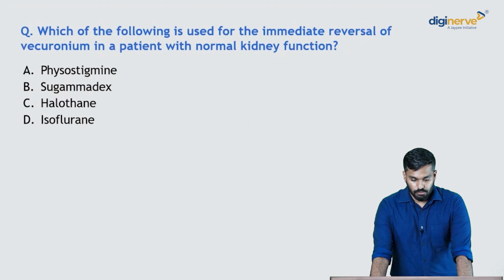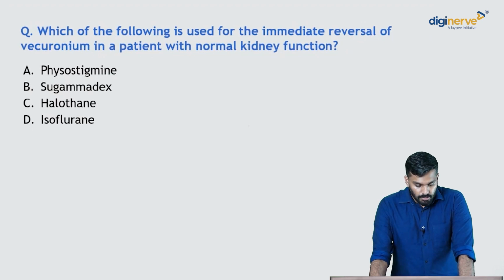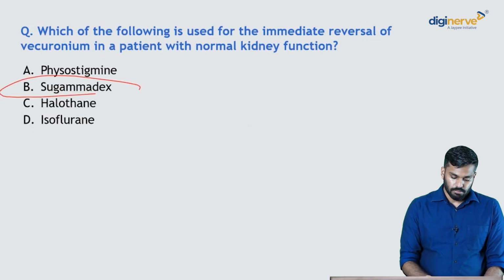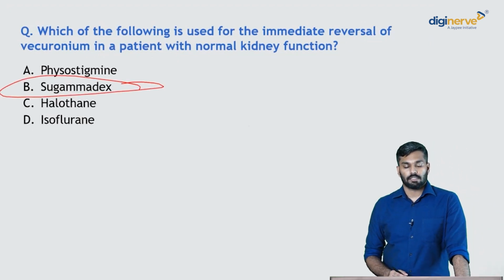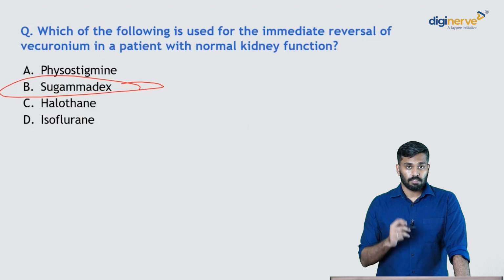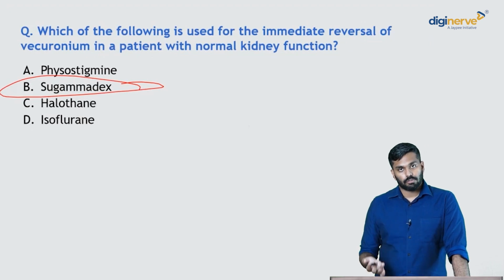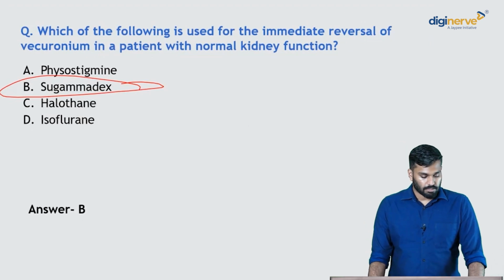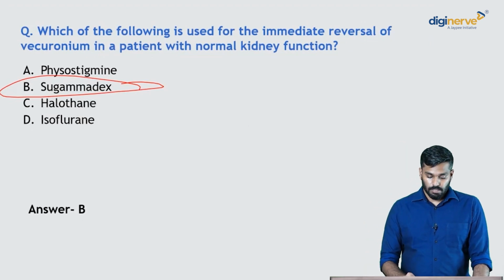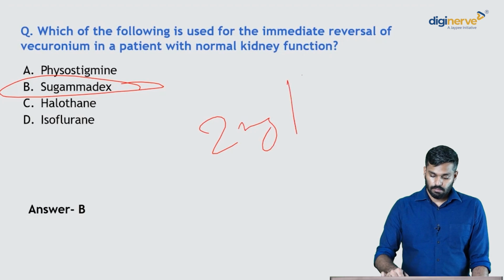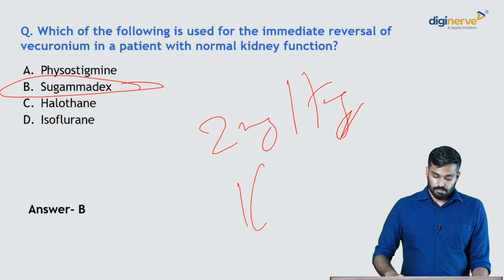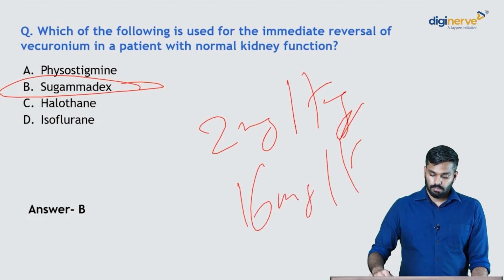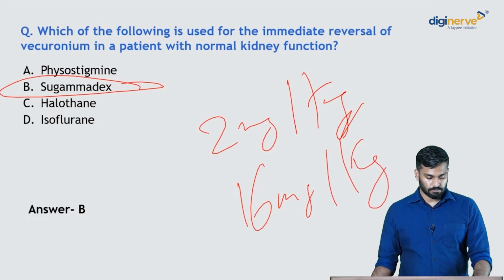Which of the following agents is used for immediate reversal of vecuronium in a patient with normal kidney function? So obviously it's sugammadex. Sugammadex is the reversal agent of choice for rocuronium, but it can also be used to reverse vecuronium. Yes, it can. The dose of sugammadex can be anywhere from 2 mg per kg to as high as 16 mg per kg if you want immediate reversal.